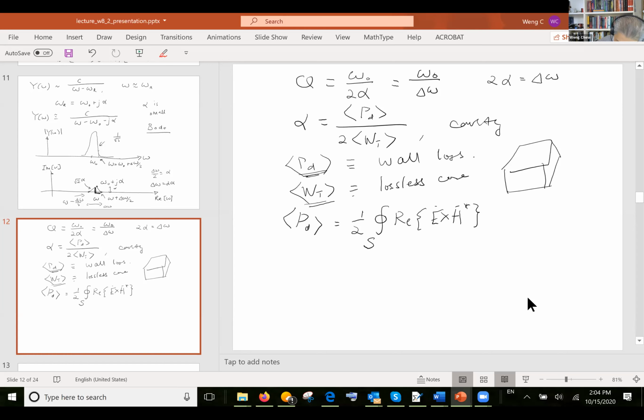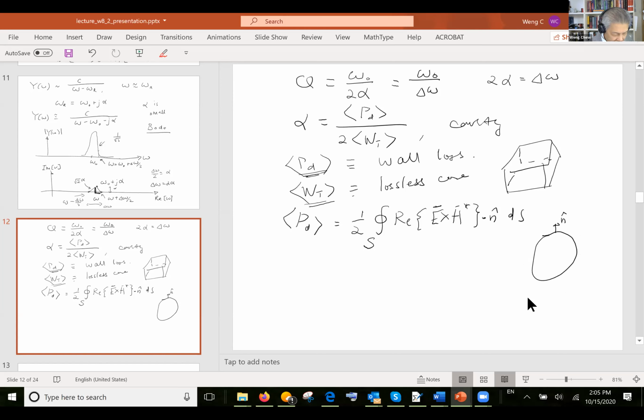Okay, and then dot with the normal of the cavity. The normal of the cavity is a unit normal. For any cavity, let me put n that way, it will be a wall loss representing the time average power flowing in the direction normal to the cavity wall. So this is the expression for the wall loss in an electromagnetic cavity.